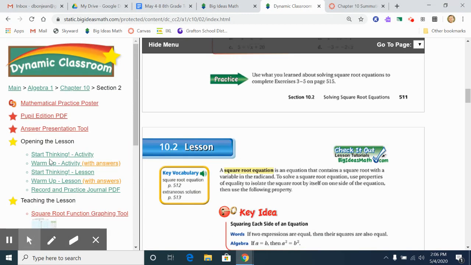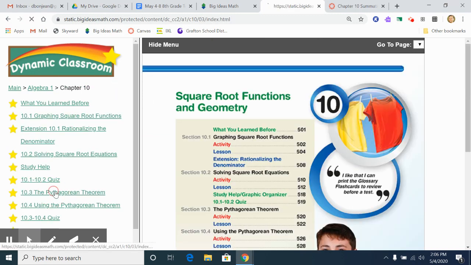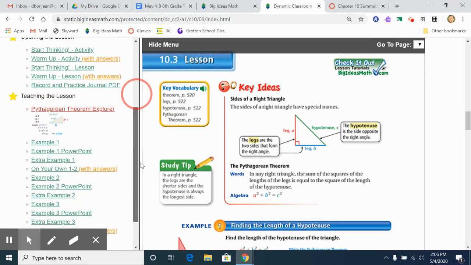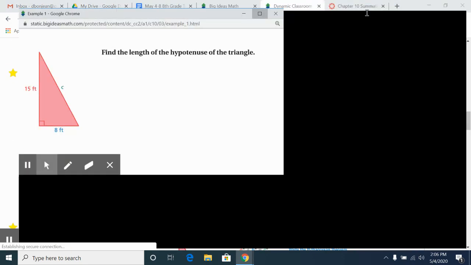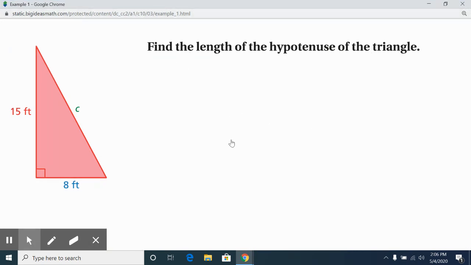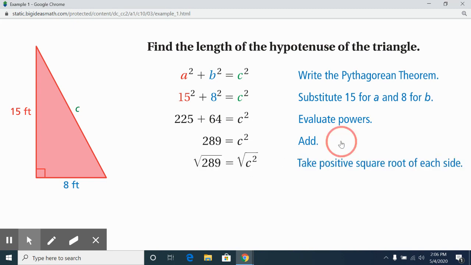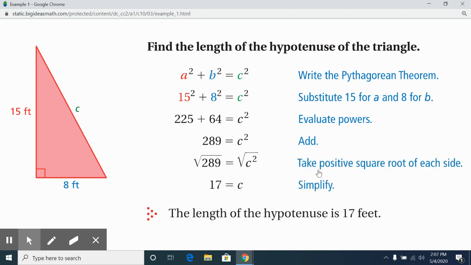Number 10 is finding the hypotenuse of a right triangle, using the Pythagorean theorem to find the hypotenuse, the longest side. So that's just like this example here. Find the length of the hypotenuse. Remember, we're going to use a squared plus b squared equals c squared. We plug in our legs for a and b, 15 and 8, square them, and add those numbers together to get 289 in this case. Then we take the square root at the end to find what c is. So the hypotenuse will be 17. That's just like number 10.